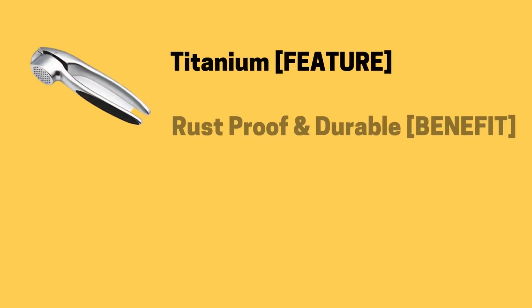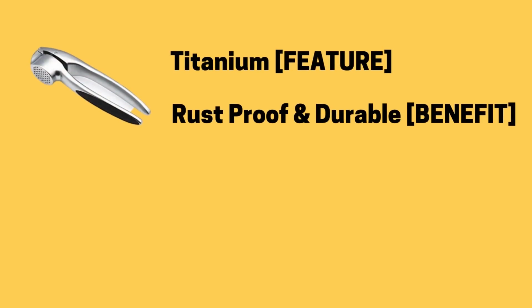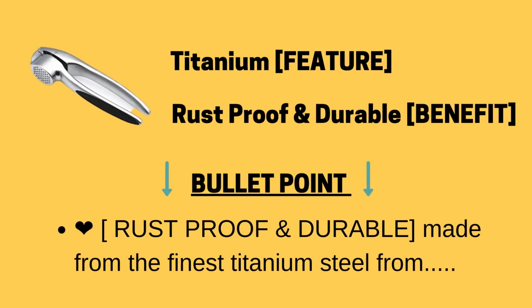They're very similar. So let's go back to the garlic press example. You decide to sell a garlic press made of titanium, for example. So titanium is a feature. However, what's the benefit? That's what people care about. The benefit is that it's rust proof and durable. So in the first part of your bullet point, you need to put the benefit. So the benefit would be rust proof and durable.